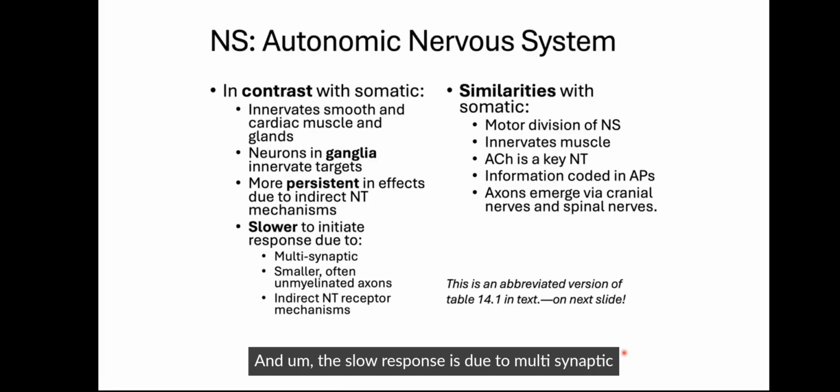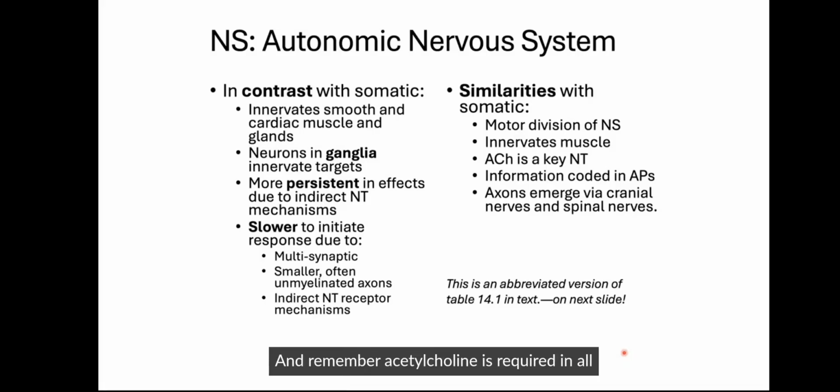And the slow response is due to multisynaptic, unmyelinated axons and indirect neurotransmitter action in the target. Okay, so what are some of the similarities? They both belong to the response division. They're both efferent pathways. They both innervate some form of muscle. And in both, acetylcholine is a key neurotransmitter.